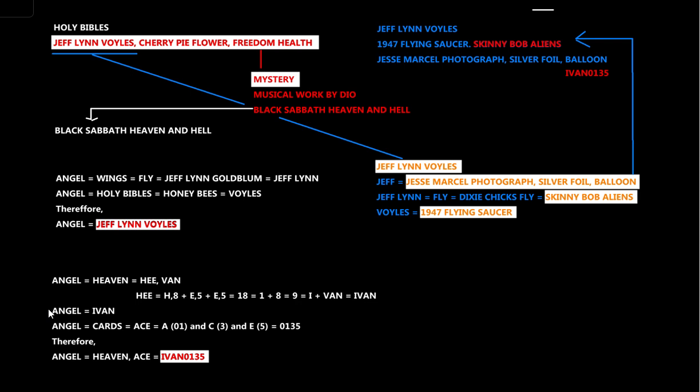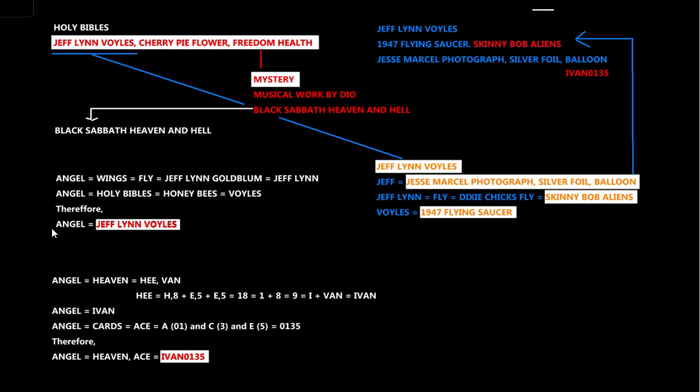Therefore, the angel being from heaven translates to Ivan. Now, the angel's holding cards. The front card that the angel's holding is an ace, which is ACE. A is 01, C is 3, and E is 5 for 0135. Therefore, heaven ace equals Ivan 0135.